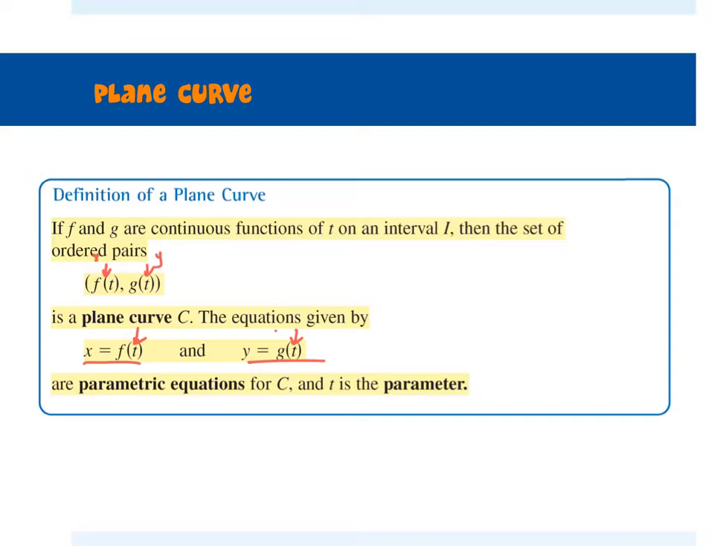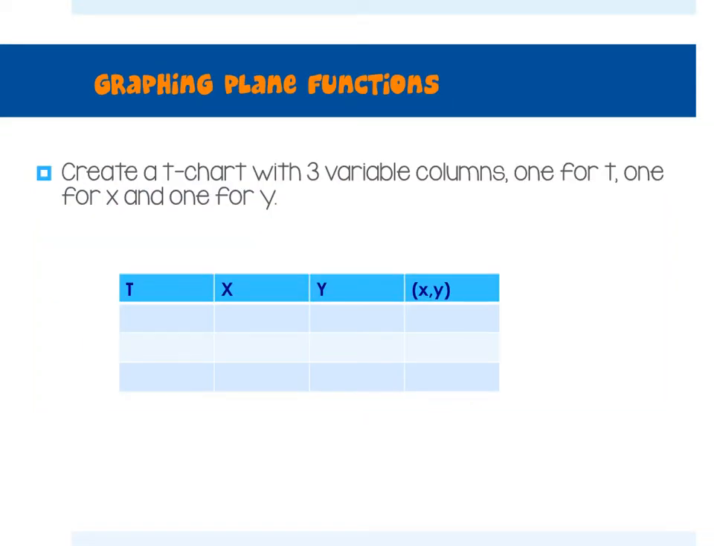And again, t is called the parameter, so it's a variable, but in this, it's specifically called a parameter. All right, so this is what your t-chart will look like. It's actually got an extra column because we're going to do one column for t, one column for x, and one column for y.